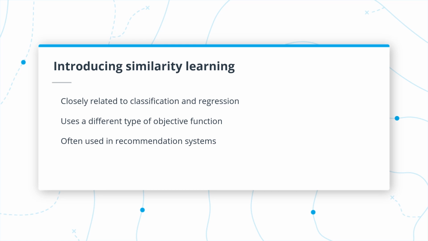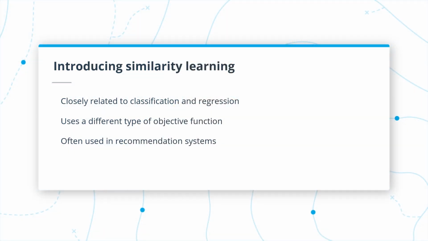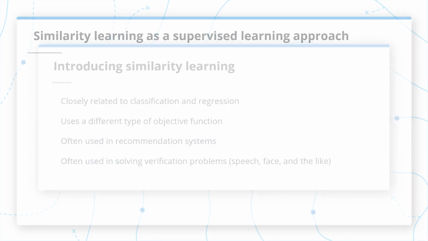The area where similarity learning is most widely used is in recommendation systems, where basically the aim is to understand the behavioral pattern of a user, a customer, for example, and then provide recommendations of items to that user, which could be products, for example. It is also often used in solving verification problems like, for example, speech verification, face verification, and the like.